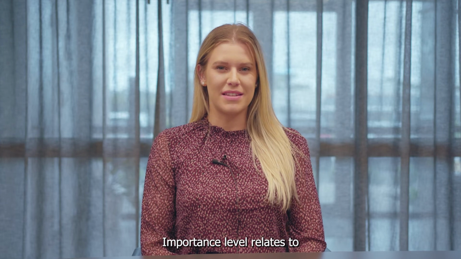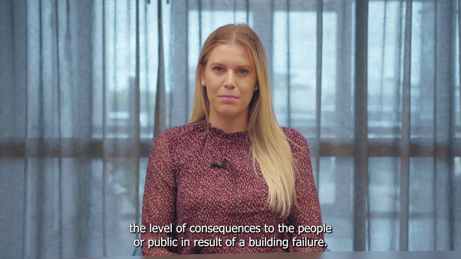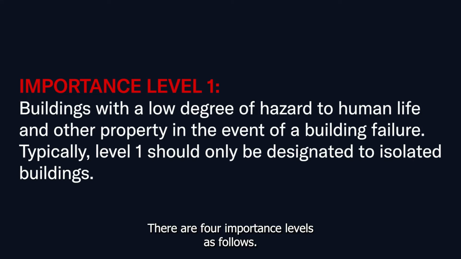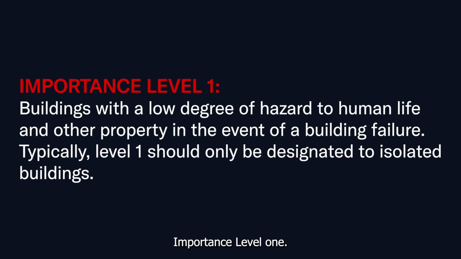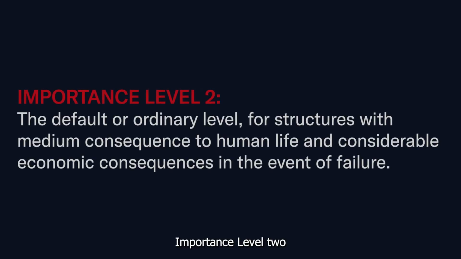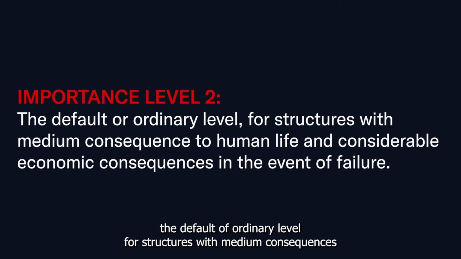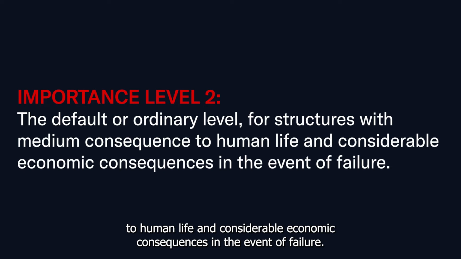Importance level relates to the level of consequences to the people or public in result of a building failure. There are 4 importance levels as follows. Importance level 1, buildings with a low degree of hazard to human life and other property in the event of a building failure. Typically, level 1 should only be designated to isolated storage buildings. Importance level 2, the default or ordinary level for structures with medium consequence to human life and considerable economic consequences in the event of failure.